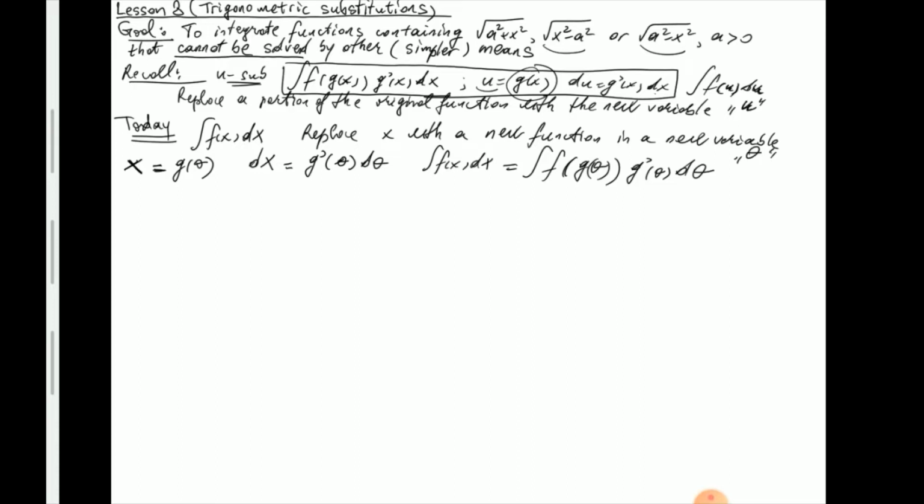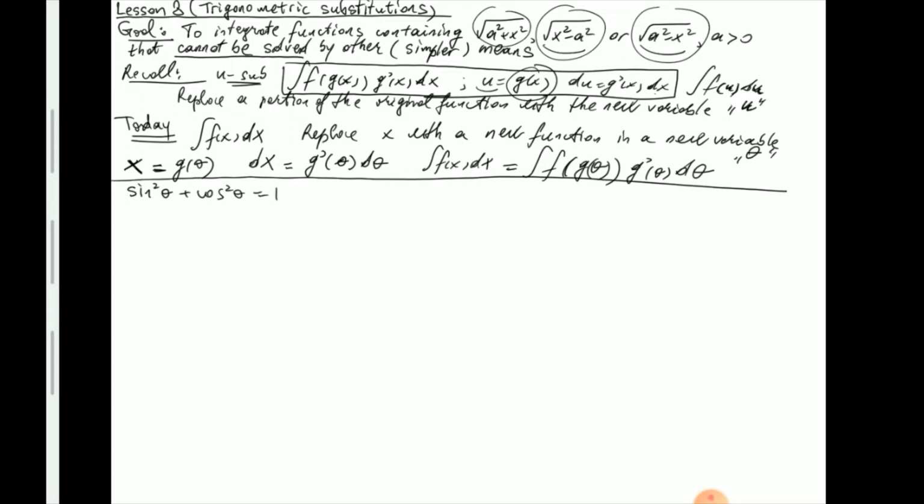So let's see how this plays out with the radicals that we mentioned here. The goal is to simplify these radicals, and we're going to start with the first one, the square root of a squared plus x squared. Let me also remind you of the trigonometric identities that are useful here, which we already mentioned in the previous lesson. Remember, we have sine squared of theta plus cosine squared of theta equals 1. And another one in terms of tangent and secant: 1 plus tangent squared is secant squared theta.